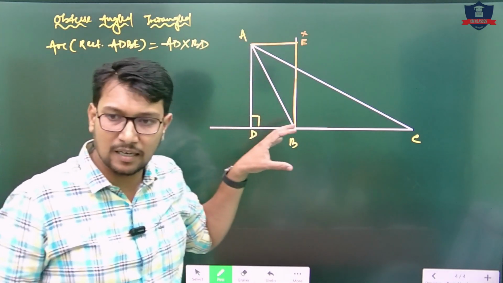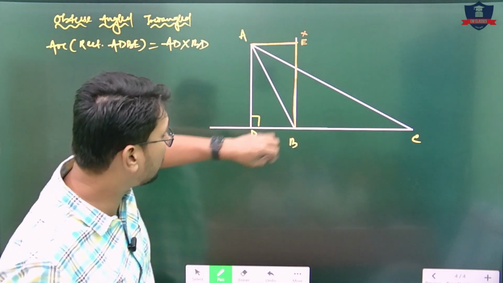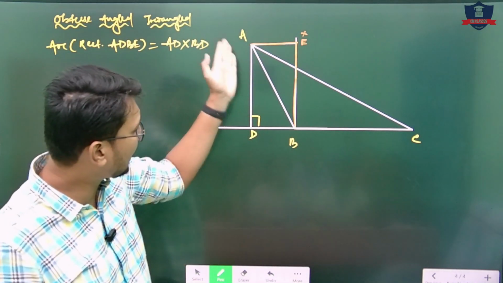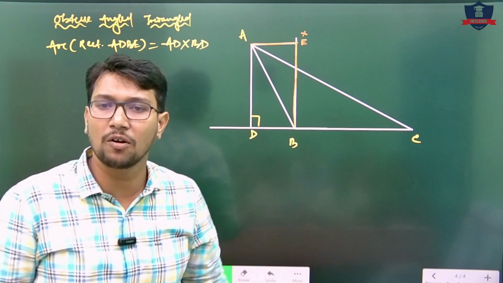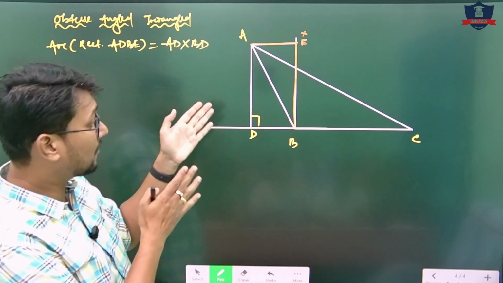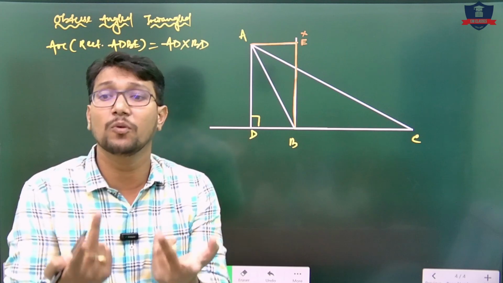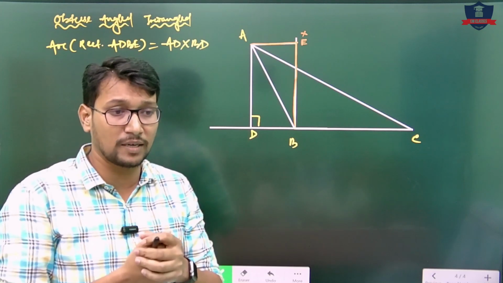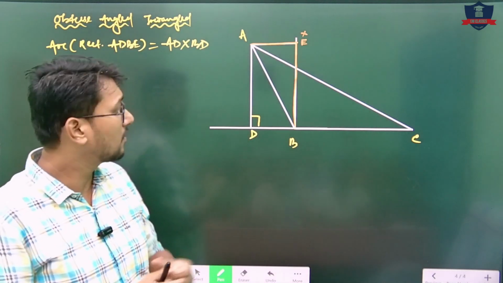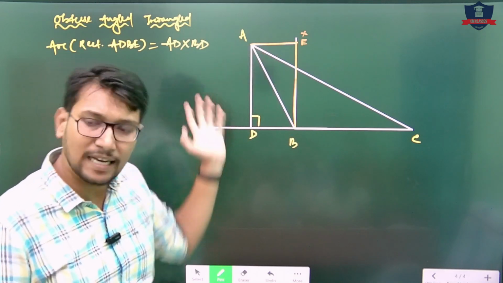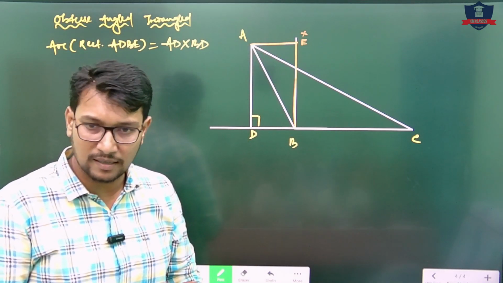Area of this rectangle is AD into BD. But what is the diagonal? Diagonal is AD. So the diagonal divides the rectangle into two congruent triangles. What are these two congruent triangles? ADB and AEB. So therefore their areas are equal, right everyone?